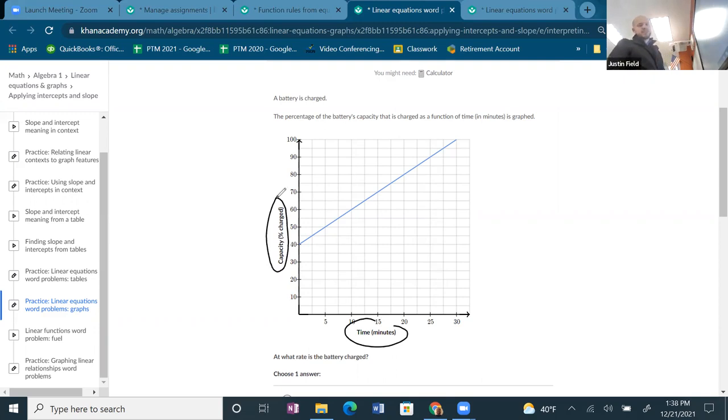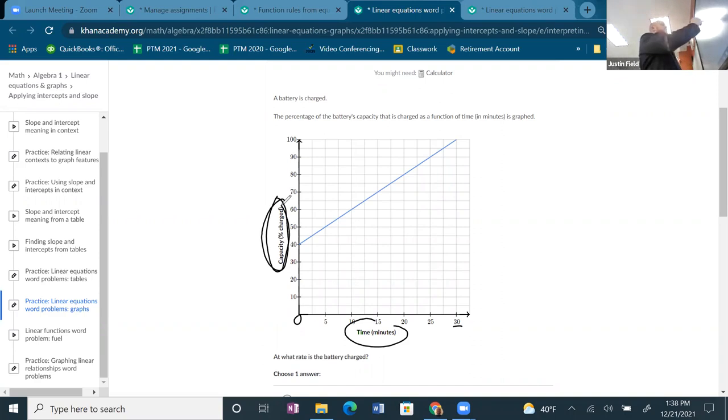So when I look at this graph, the first thing I look at is the labels on the axes. So this is a graph about time. So we go from 0 minutes all the way to half an hour. Does everybody see that? And we're talking about a battery being charged. We can all relate to that, right? Okay, so hey, half an hour and it's fully charged. It went from 40% to 100%.